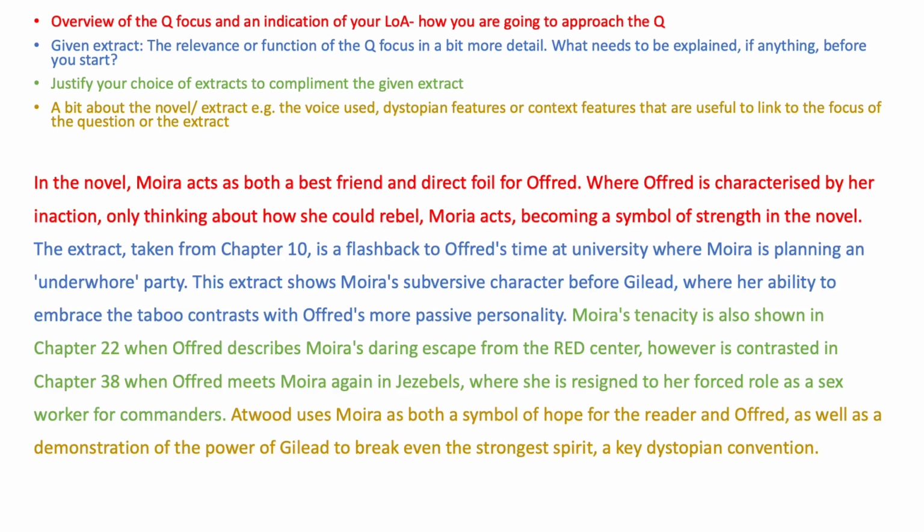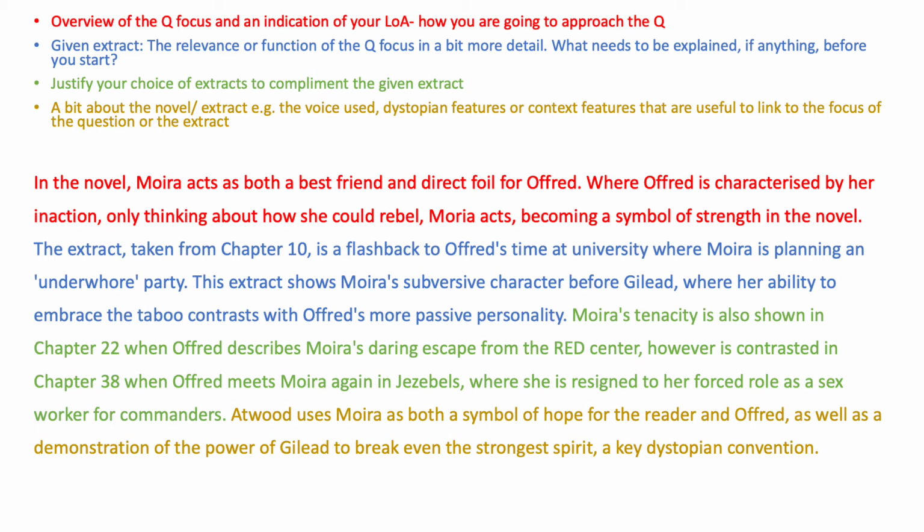So this is an example that I wrote earlier. Here's our checklist. We've got our overview of the question focus first of all. This is a question about the significance of Moira. In the novel, Moira is both a best friend and a direct foil for Offred. Where Offred is characterised by her inaction, only thinking about how she could rebel, Moira acts, becoming a symbol of strength in the novel. So it's just explaining overall what Moira is for.